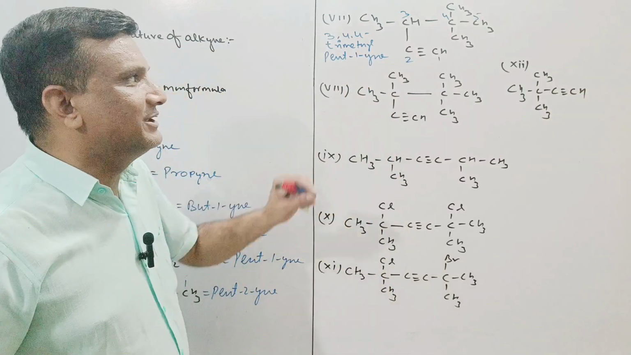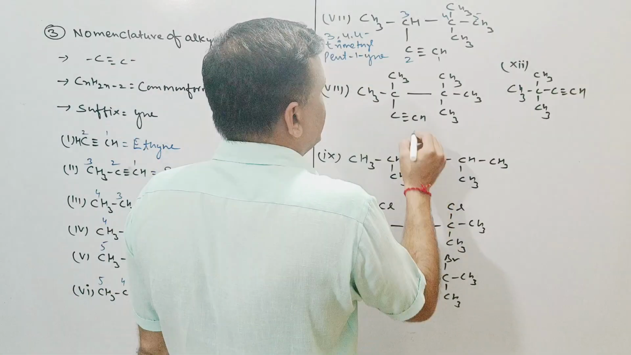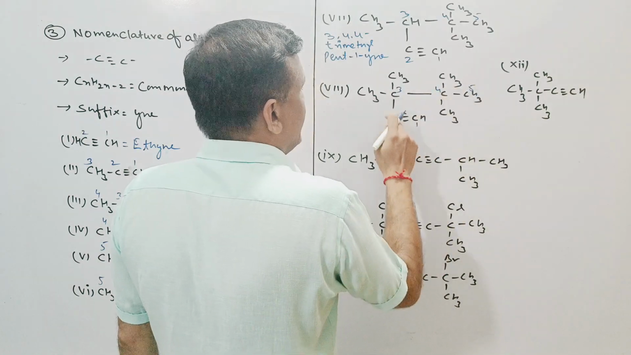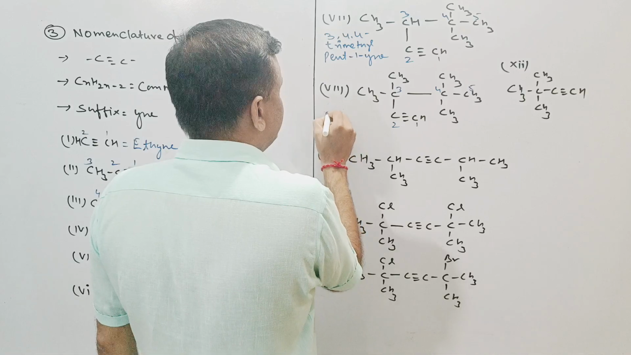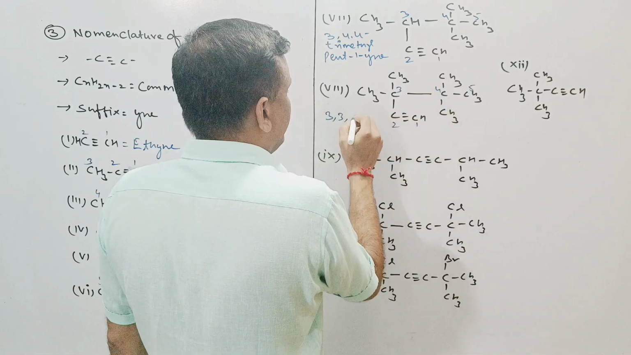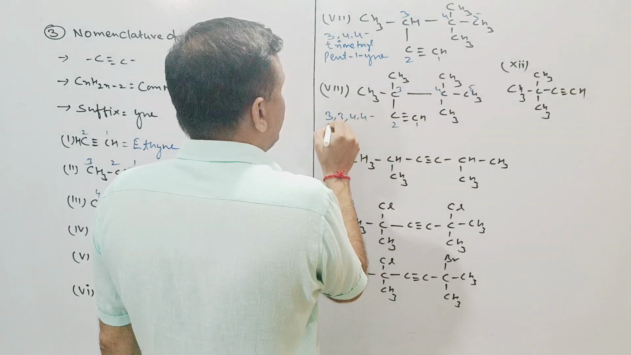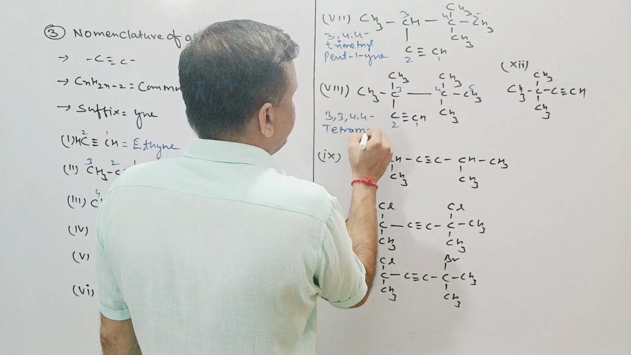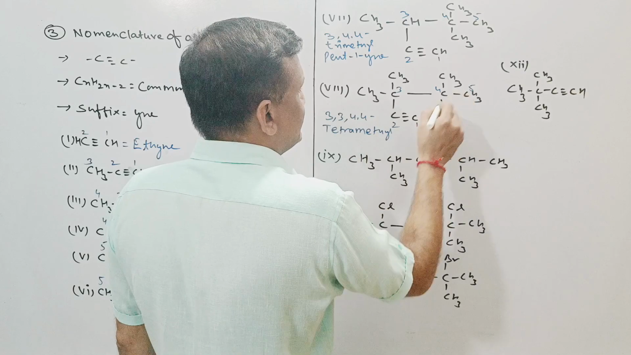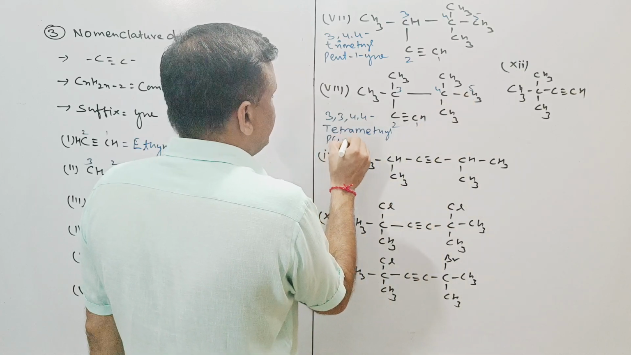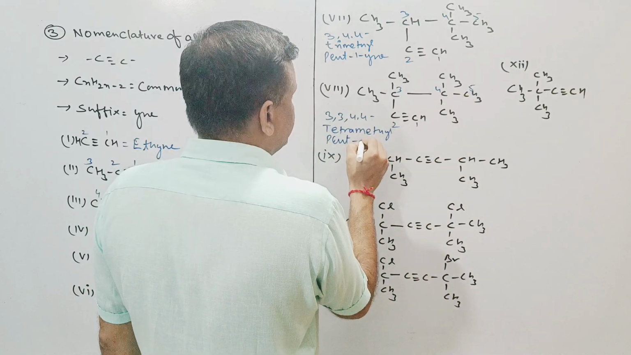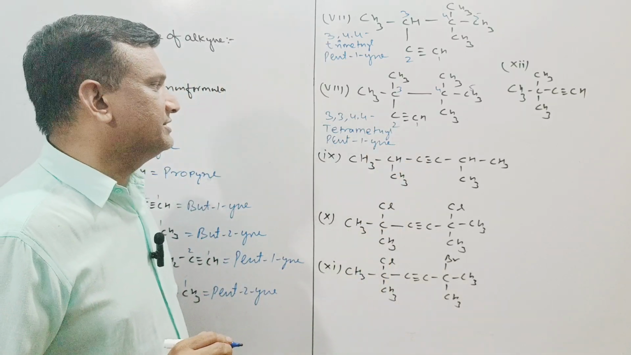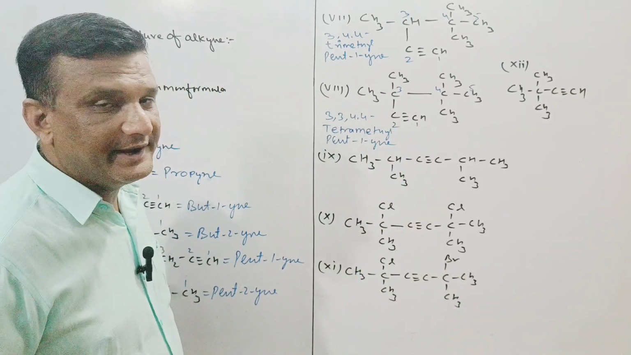Now I would like to go with the next compound. What is that? This is 1, 2, 3, 4 and 5. At number 3 position there is a methyl, so 3, 3. This is the 4, 4 tetramethyl. Now there is a 5 carbon chain, so it will be pent. At number 1 position there is a triple bond, so it will be 1-yne. So 3, 3, 4, 4 tetramethyl pent-1-yne.